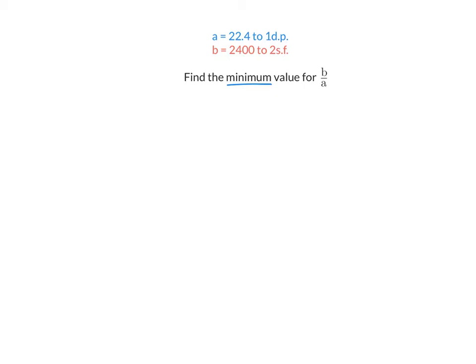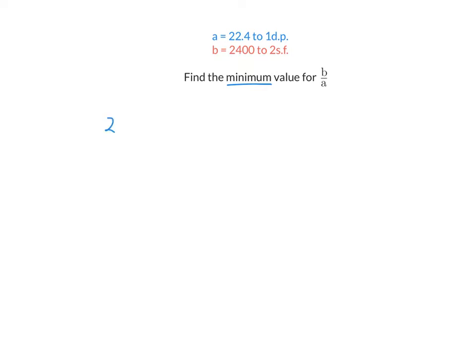So a lot of people try and teach you to memorise the ways. I think that the best way is just to try all of them. So try all of the different possibilities. So I'm going to show you how to do that. The first thing I need to do is figure out the lower and upper bounds for A and B. So let's do A first.